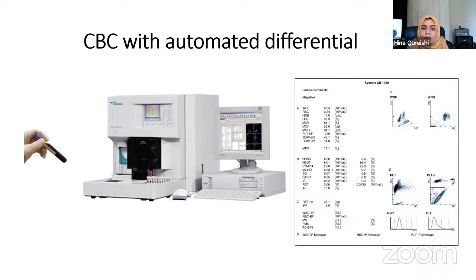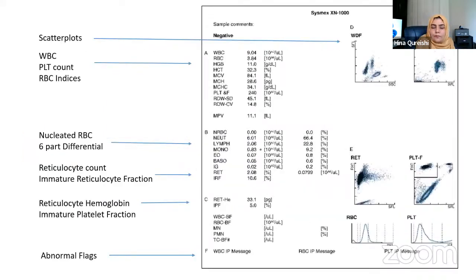And it's very important to have this step because there could be so many different things that need to be analyzed before a result is released. So I'm going to go over some of these components of a CBC report. So usually the instrument printout shows components of the cell count. So you have the full counts, the white blood cell count, platelet count, red cell indices as one component. And then you have the differential counts, 6-part differential count, and the nucleated red blood cells.